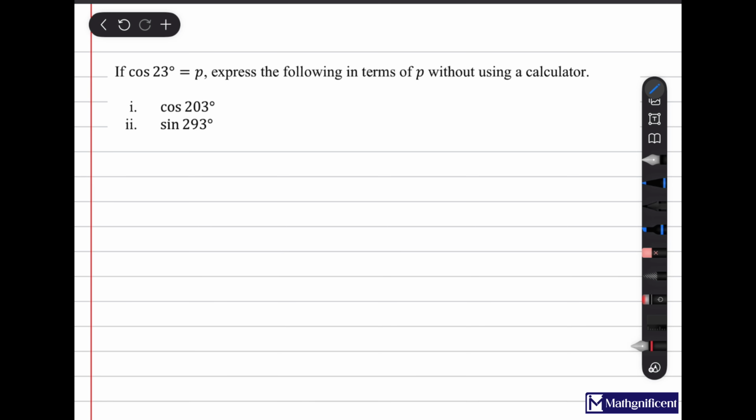Good day, guys. So today we are given this question here that is based on trigonometry. It says that if cos 23 degrees is equal to p, express the following in terms of p without using a calculator, right? So we have to express the following in terms of p. We can see that we are given this trig equation here.